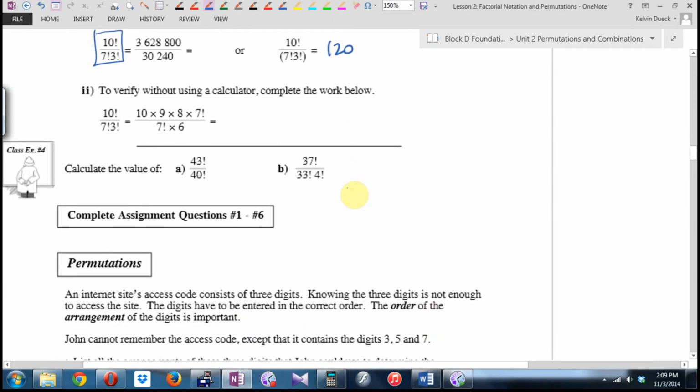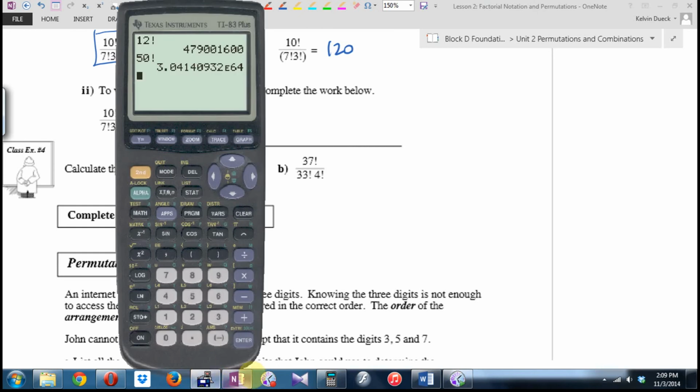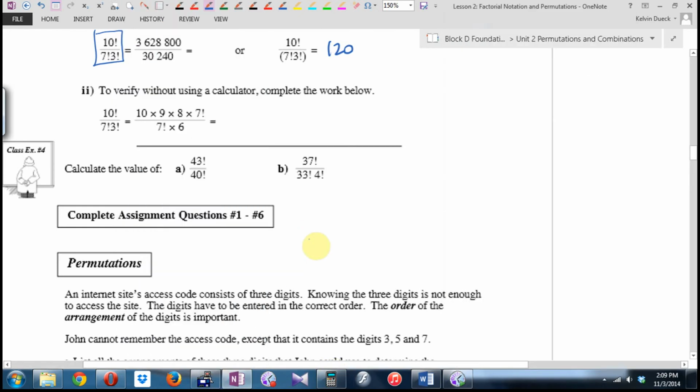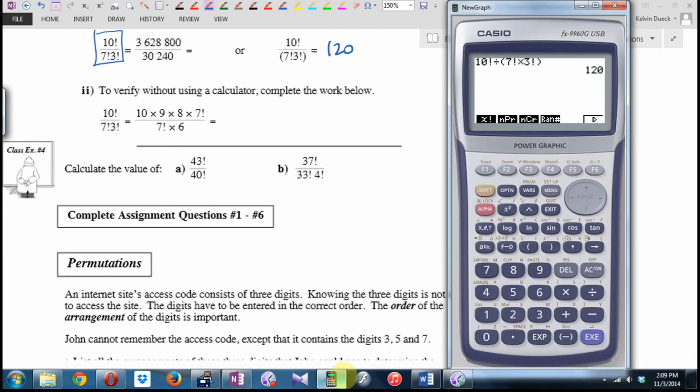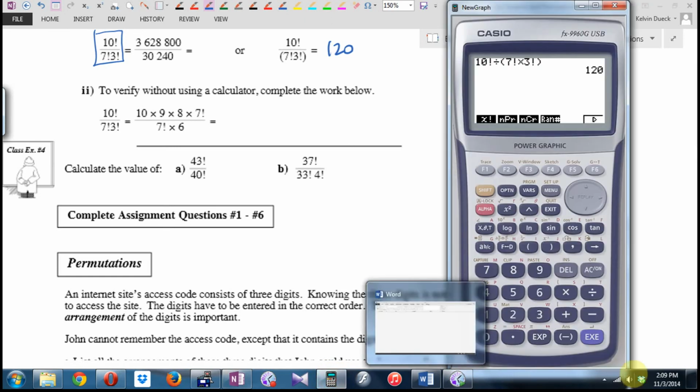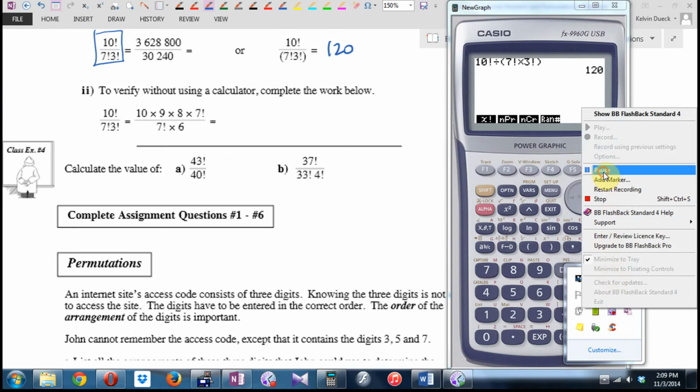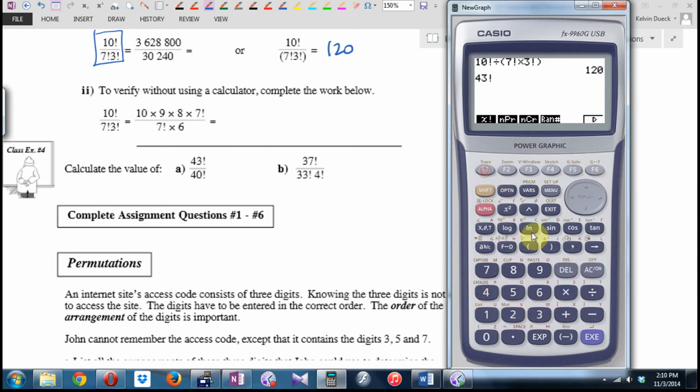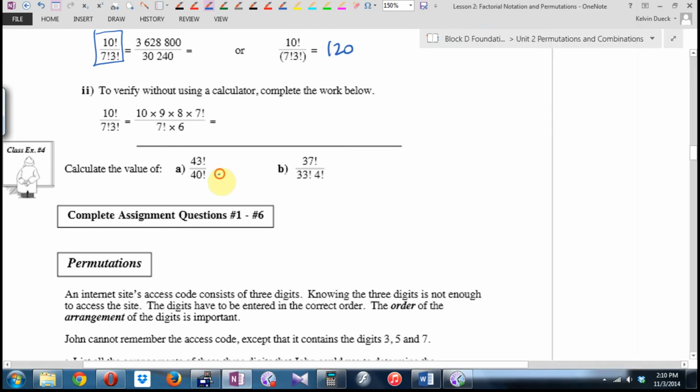On your own right now, try example 4A and 4B. I'm going to freeze the screen. Let's see if we get to the same location. Max, you're going to be doing a lot more typing than me. Calculate the value of 43 factorial. Example 4. I'm not too sure what's wrong with my calculator. Hang on, let me check.